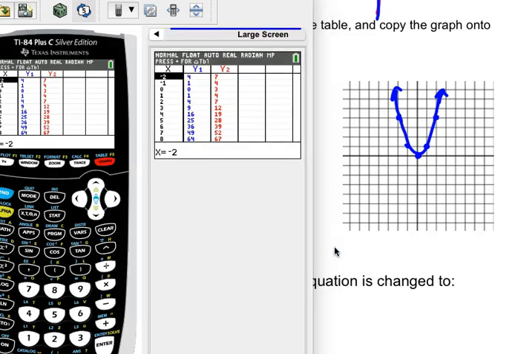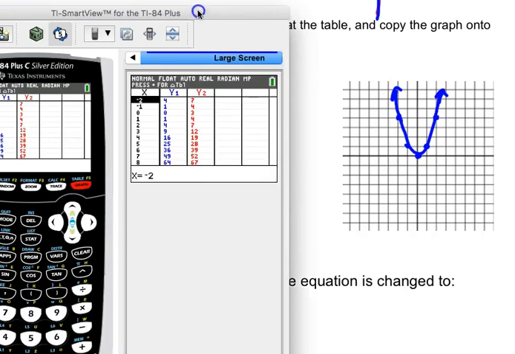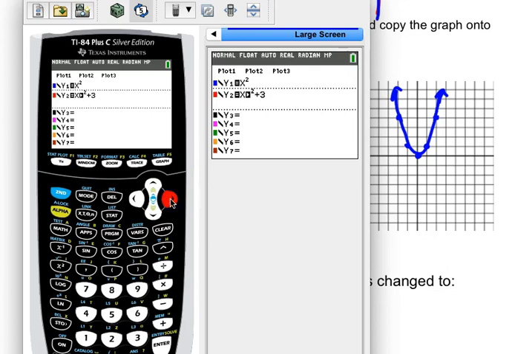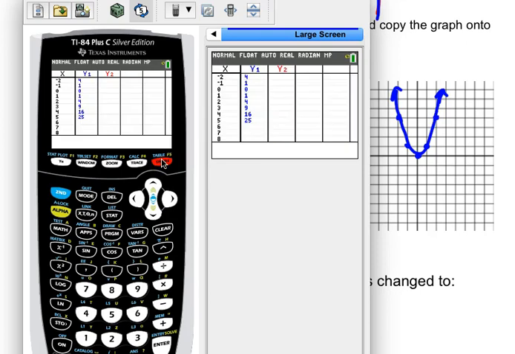Okay? So what would happen if I subtracted 5? Well, that should move it 5 down. I'm just going to change my +3 to a -5. Graph. Here comes my parent function graph, and then my transformed graph should be a translation 5 down. You can see that the bottom point, which is called the vertex, is 5 down.